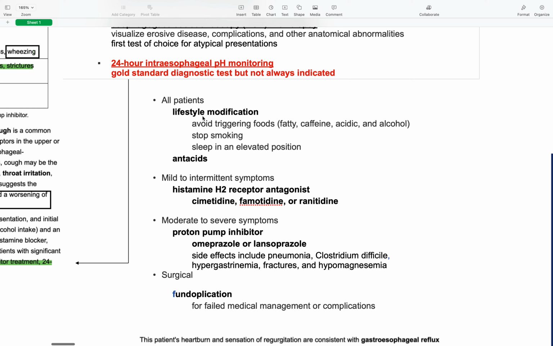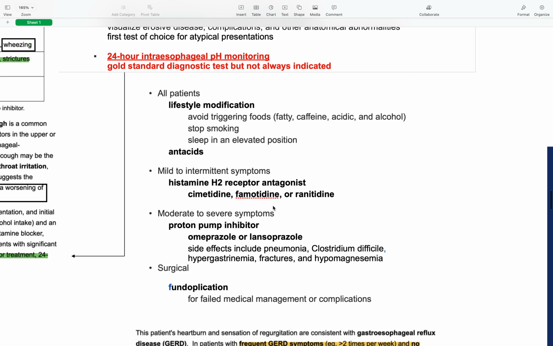Always, for all patients, you recommend lifestyle modification. You want to avoid triggering food like fatty food, caffeine, acidic food, and alcohol intake. Stop smoking. Sleep in an elevated position. And antacids. For mild to intermittent symptoms, you may prescribe antihistamines, such as cimetidine, famotidine, or ranitidine. For moderate to severe symptoms, you may prescribe proton pump inhibitors, which include omeprazole or lansoprazole.